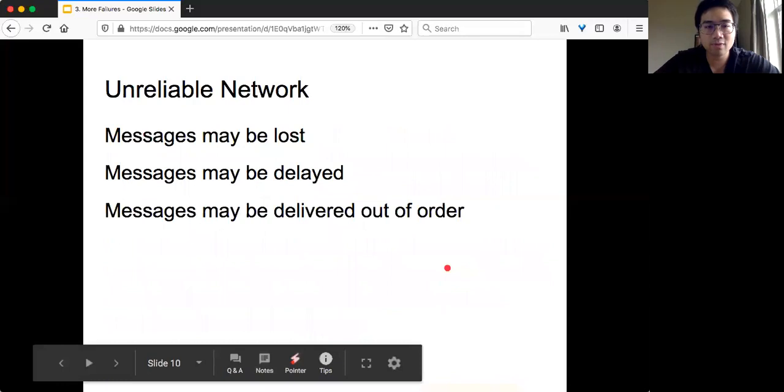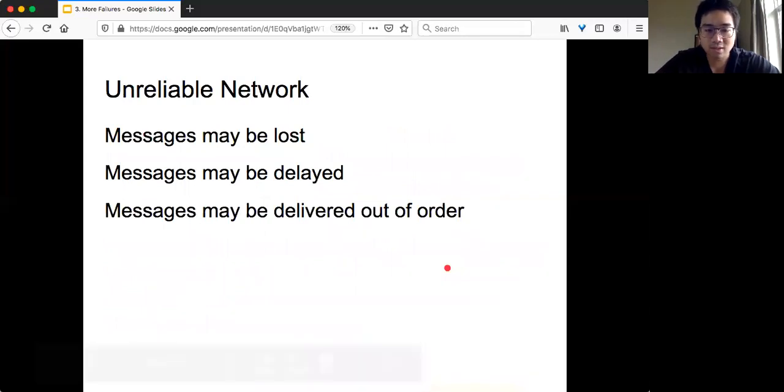In terms of our simple model, what does that mean? It simply means that suppose you want to send some message to others, this message may be lost, may be delayed, or may be delivered out of order. So when you design something, you need to keep those things in mind.